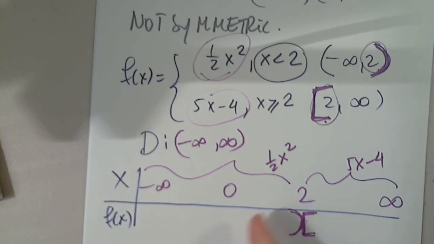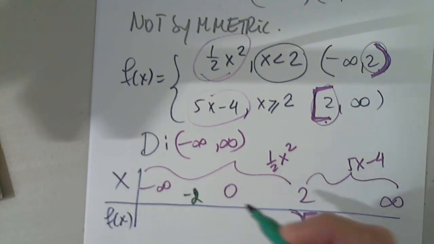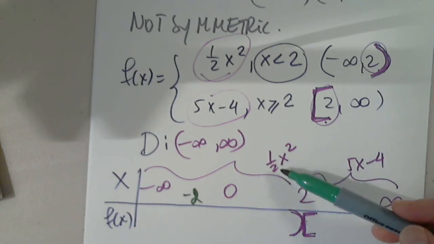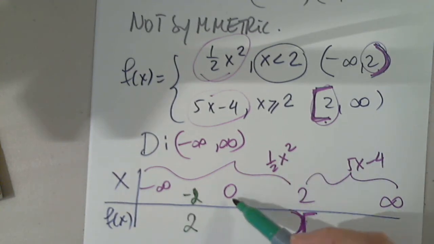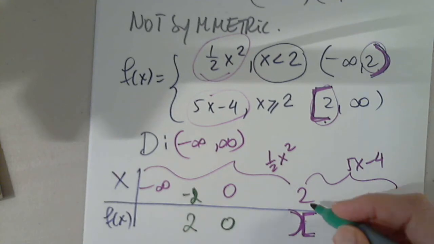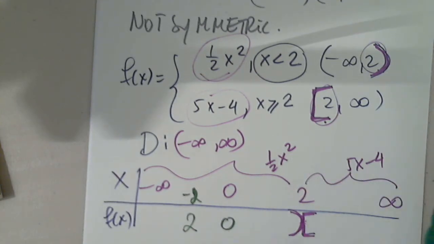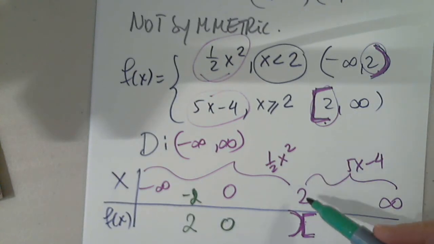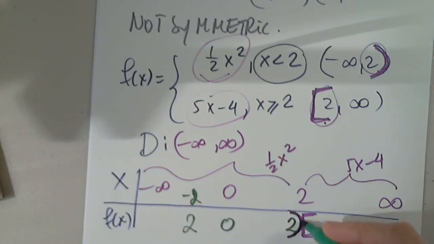Now I plug in some values on the left. For example, -1. Or maybe it's even better, -2, because it's going to be an integer. So -2 squared is 4. 4 divided by 2 will be 2. When I plug in 0, I get 0. When I plug in 2, you should say, no, no, no. You're not allowed to. And I'll say, bear with me. It's 4 divided by 2. It's 2 right here inside the parenthesis.